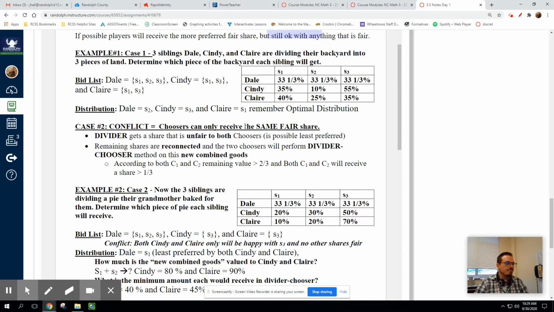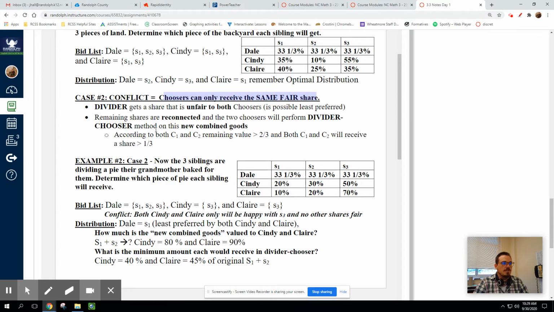Flip flop. Case two is if there's a conflict. So choosers can only receive the same fair share. Okay, this is a conflict. So the divider gets a share that is unfair to both choosers because there's three people here. So the divider cuts it, and the one that's unfair to both choosers is going to go to the divider.